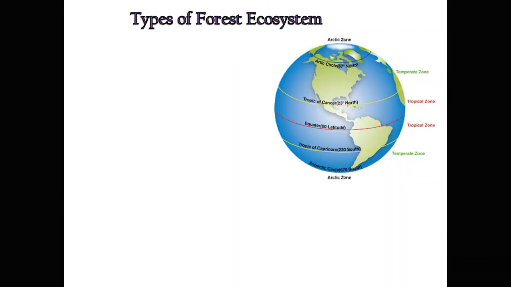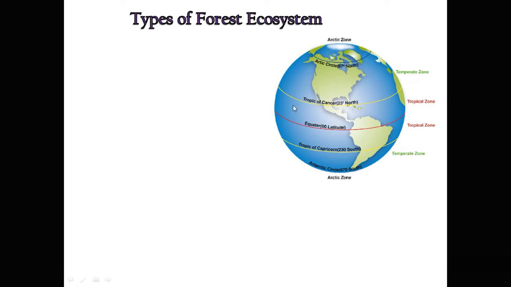Now let us learn different types of forest ecosystem. These types are named after different zones found on our earth, and these zones are named in this diagram. This is the equator, and beside the equator the zone is named the tropical zone. Beside the tropical zone, this is the temperate zone, and beside the temperate zone, this is the polar region, the Arctic zone.